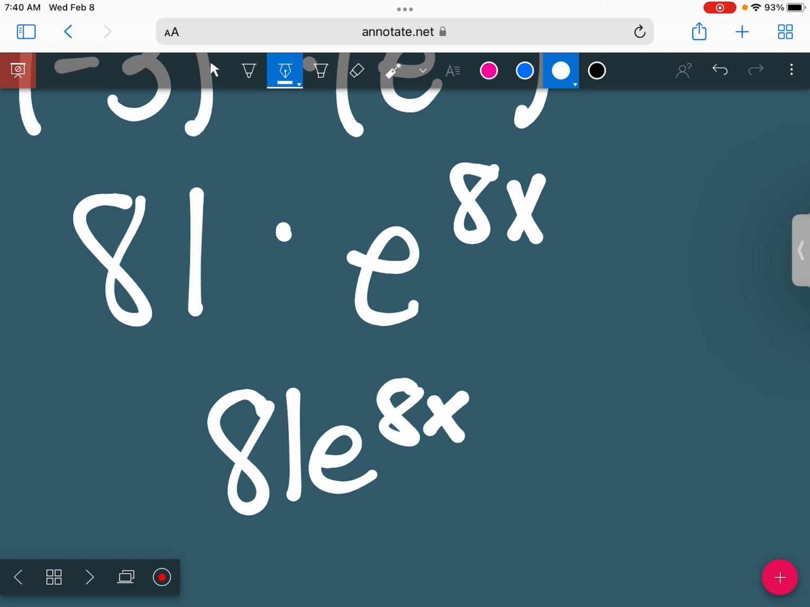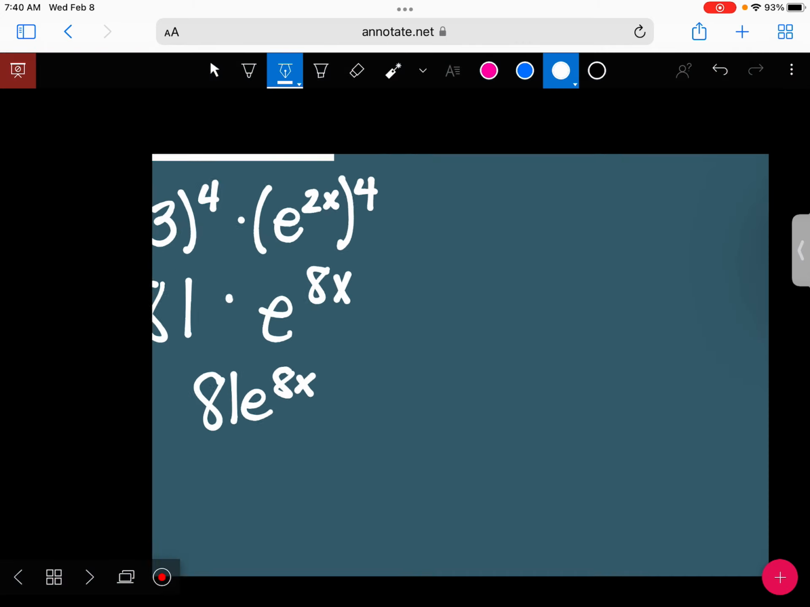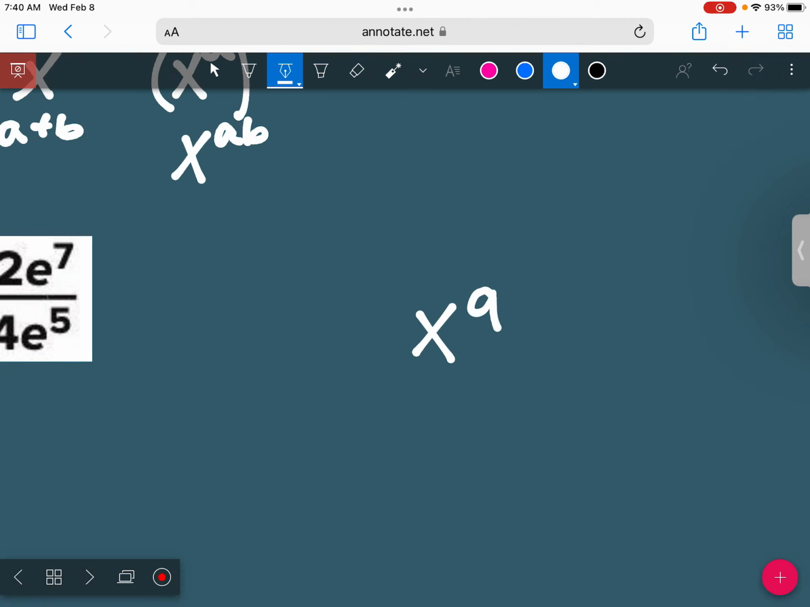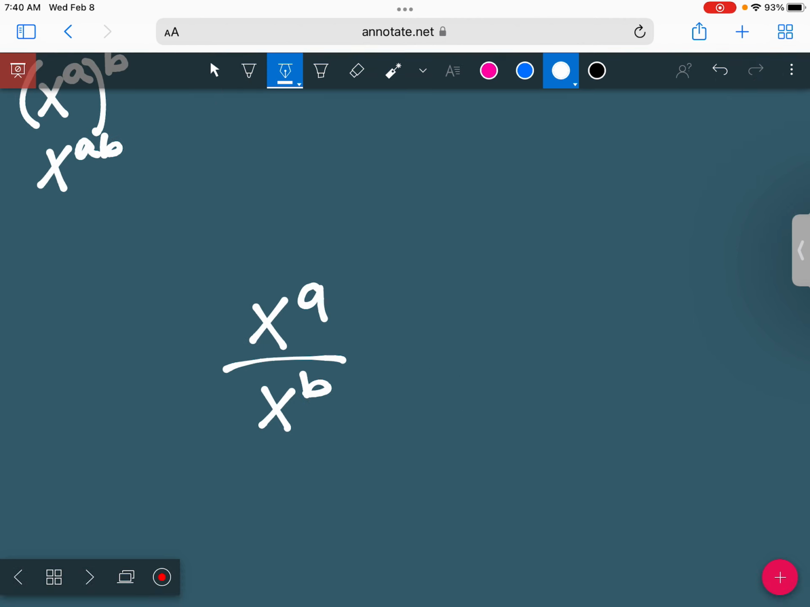All right. We have a division bar here this time. So when we're dividing, what do we do with their exponents? Subtract. So when we're multiplying the bases, we add their exponents, and when we're dividing the bases, if I were to do x to the a over x to the b, you end up with x to the a minus b. Okay? Make sense? So same thing here.